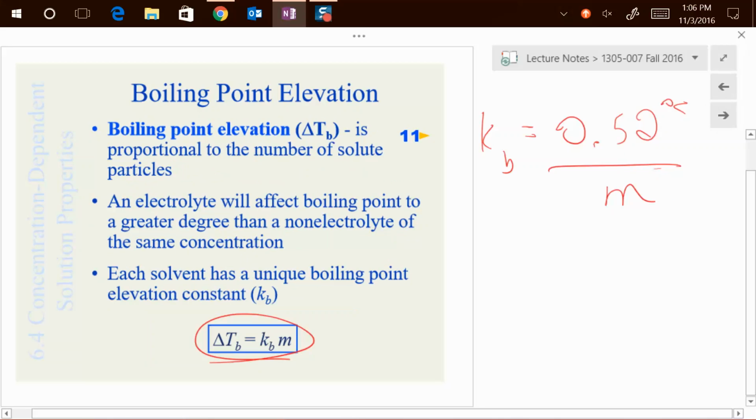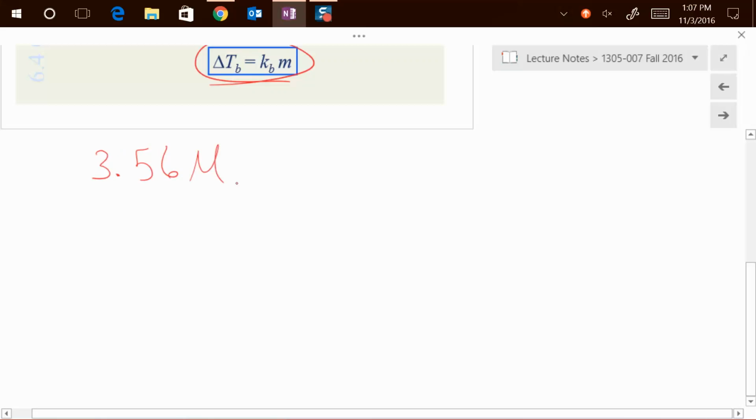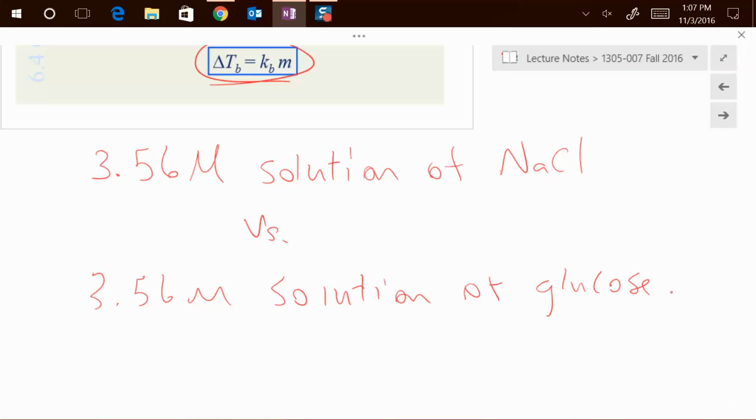Let's look at how we calculate these. If I want to find the change in the boiling temperature, let's say that you had a 3.56 molar solution of sodium chloride versus a 3.56 molar solution of glucose. What will be the temperature change for each of these?